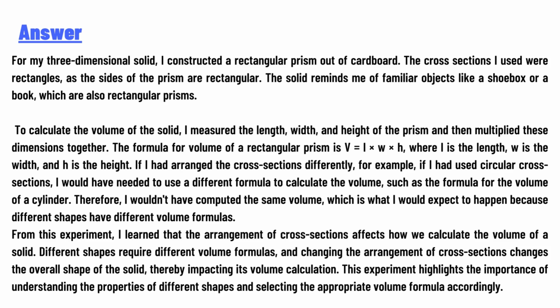To calculate the volume of the solid, I measured the length, width and height of the prism and then multiplied these dimensions together. The formula for volume of a rectangular prism is V equals L multiplied by W multiplied by H, where L is the length, W is the width and H is the height.